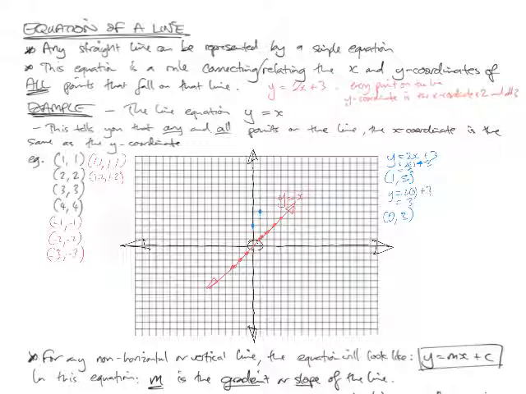Let's do another point. Y is equal to 2x plus 3, but this time let's make x equal 2. 2 times 2 is 4, plus 3 is 7. So when x is equal to 2, y is going to be 7. That's up there. So you can see a line forming there too.